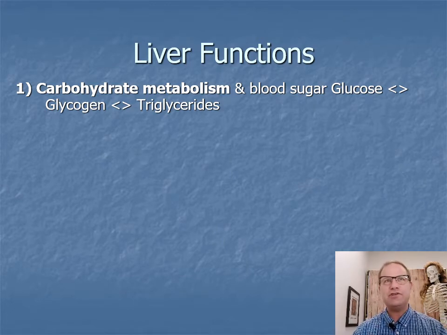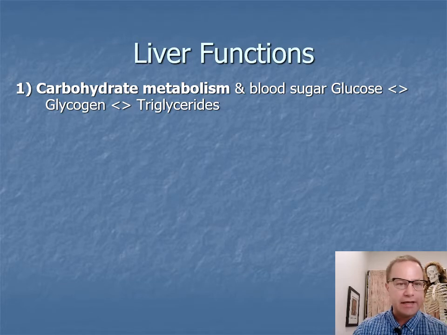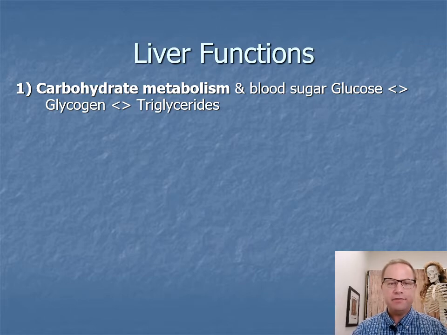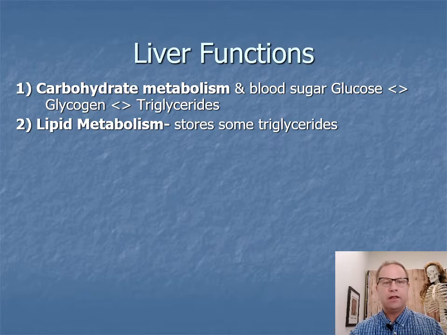So any excess sugar is going to be converted into glycogen, which is a storage polysaccharide, or it can even be converted into triglycerides. Both of these can be stored in the liver, glycogen especially. The other thing that the liver does is store some triglycerides, and we just talked about that. The liver can actually become quite fatty under some metabolic conditions.